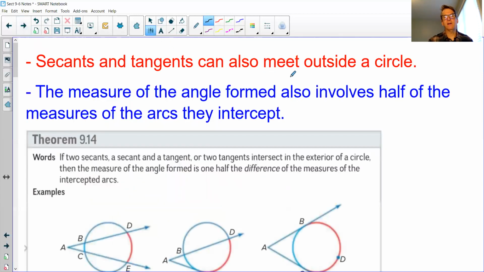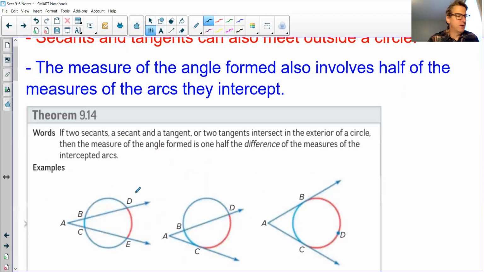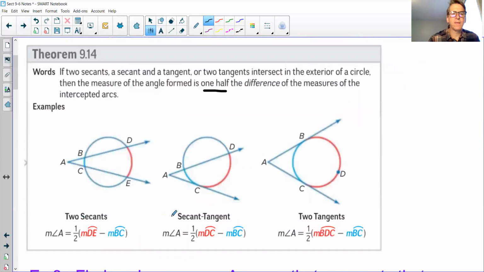Secants and tangents can also meet outside a circle. The measure of the angle formed also involves 1/2 of the measures of the arcs they intercept. If two secants, a secant and a tangent, or two tangents intersect in the exterior of a circle, then the measure of the angle formed is 1/2 the difference of the measures of the intercepted arcs. Okay? So let's take a look at all three of these diagrams.